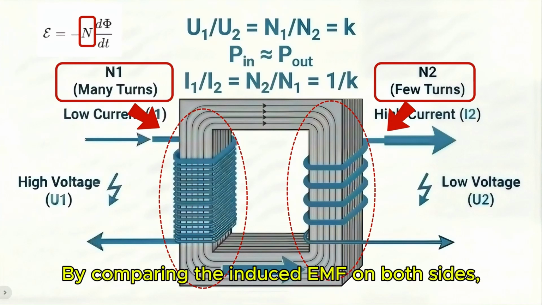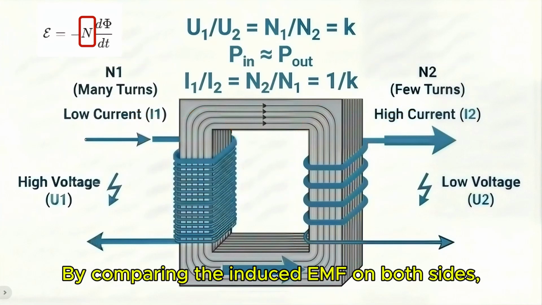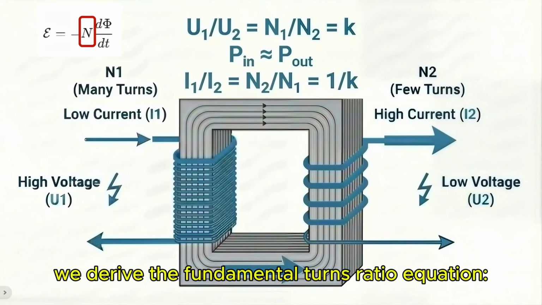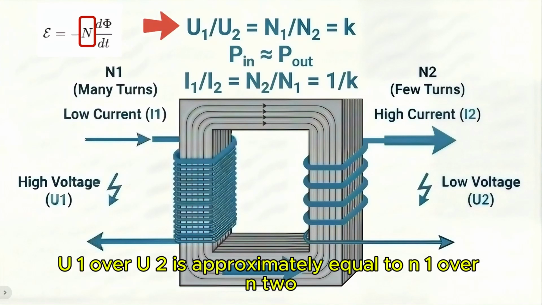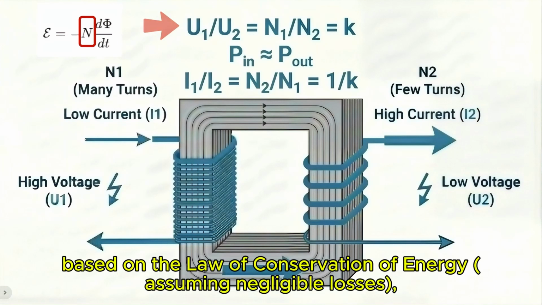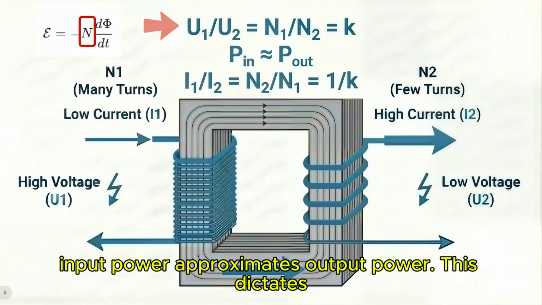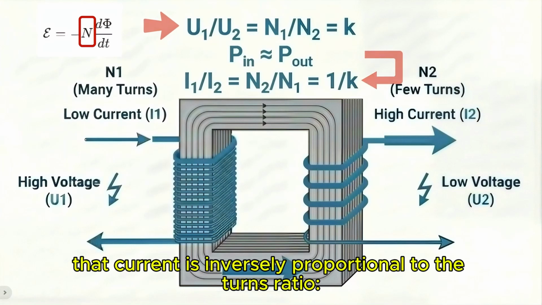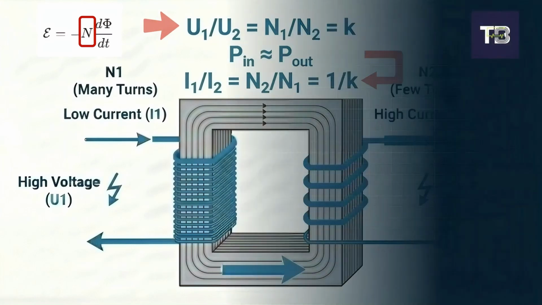By comparing the induced EMF on both sides, we derive the fundamental turns ratio equation. U1 over U2 is approximately equal to N1 over N2. Simply put, the voltage ratio equals the turns ratio. Furthermore, based on the law of conservation of energy, assuming negligible losses, input power approximates output power. This dictates that current is inversely proportional to the turns ratio.